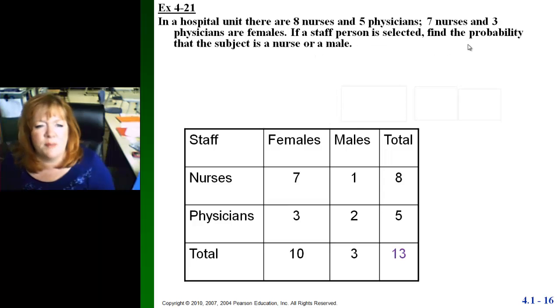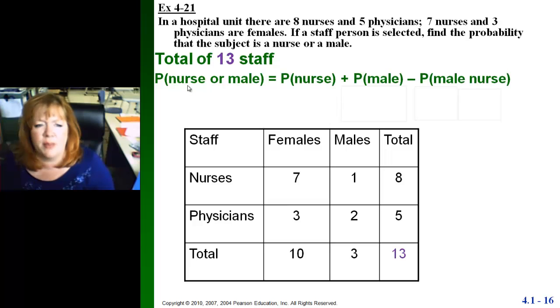All right, so find the probability that the subject is a nurse or a male. If we start out, we've got a total of 13 staff. We want the probability that it's a nurse or a male, so you take the probability it's a nurse plus the probability it's a male, and minus off the male nurses. So we're going to do the probability it's a nurse. How many nurses do they have? 8 out of 13. Probability that it's a male? Well, you've got 3 out of 13.